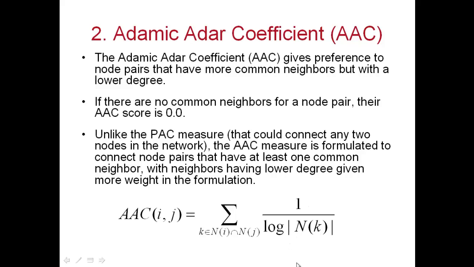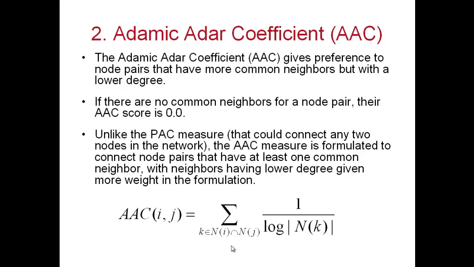That is why I said it gives preference to node pairs that have more common neighbors, because you will be considering more k's, more neighbors, but those neighbors with a lower degree. If you have a lower degree value for k, n of k, then log n of k is going to be smaller, and 1 over a smaller value is going to be larger, and you're summing it up. So that's why you need more common neighbors but with a lower degree.